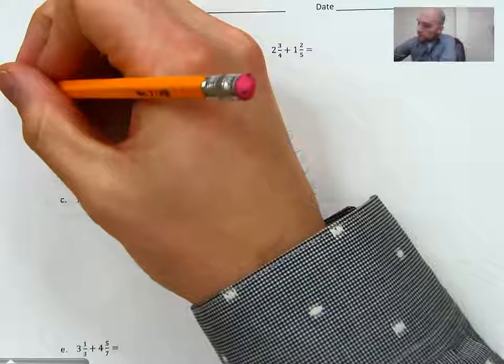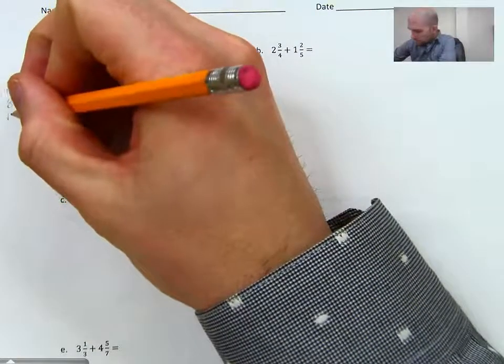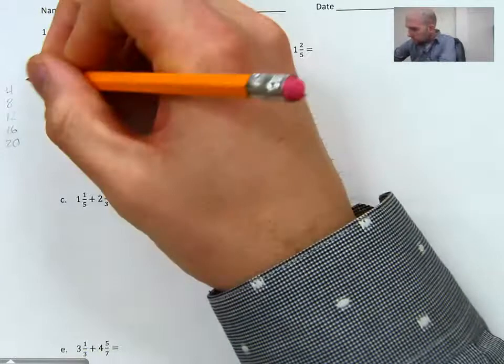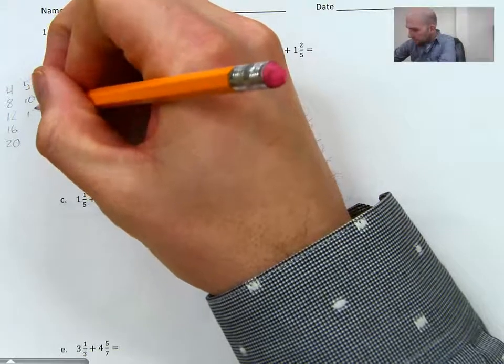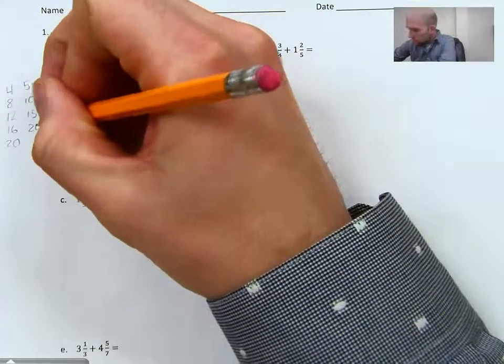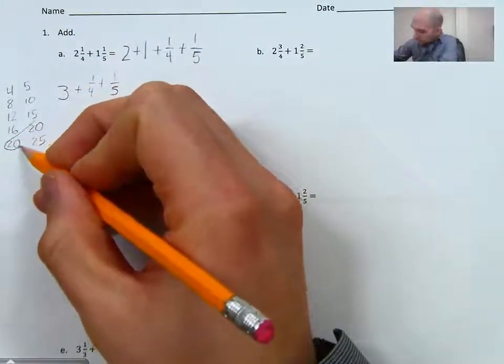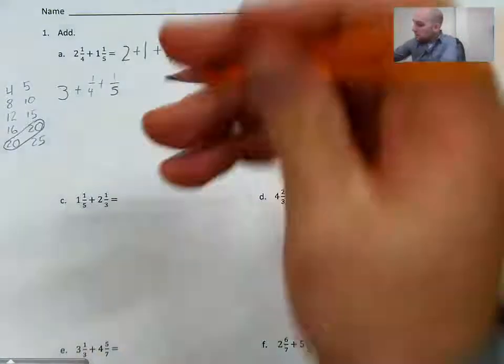I'm going to do my multiples of 4 here on the side. 4, 8, 12, 16, 20. I'll do my multiples of 5: 5, 10, 15, 20. I see I have 20 right here. I'm going to use 20 as my common denominator.